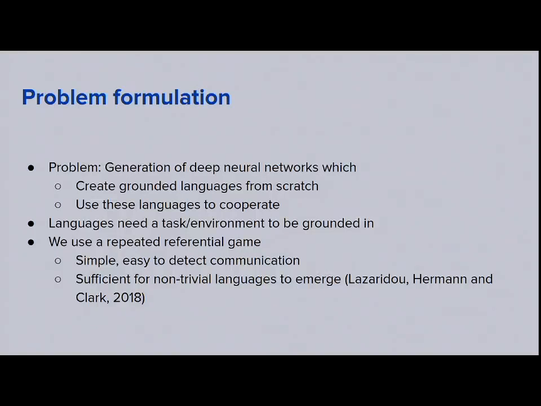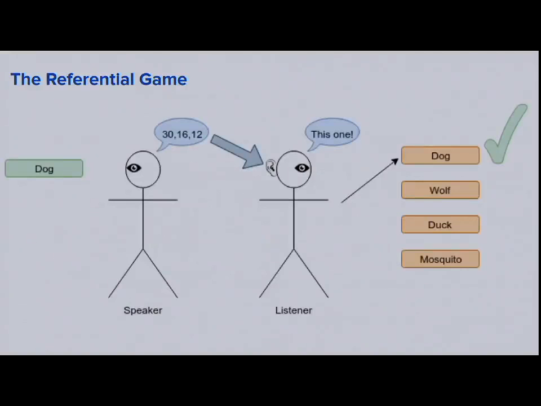We chose a repeated referential game because it's an extremely simple environment. It's easy to detect whether or not communication is occurring, and also to analyze what the language that emerged, what the words actually mean. And also, previous work has shown that a repeated referential game is sufficient for interesting, complex languages which actually exhibit natural language properties to emerge.